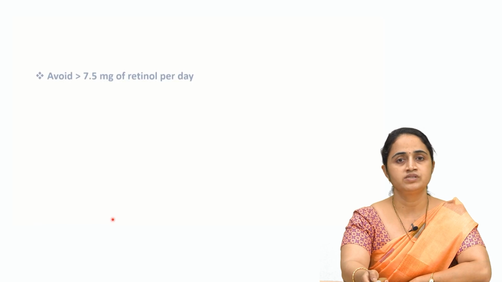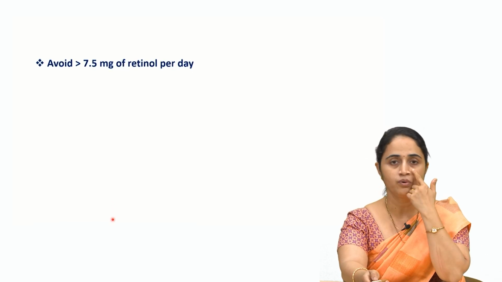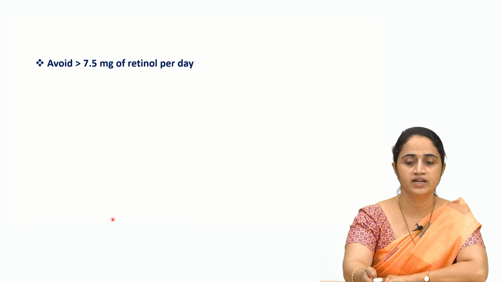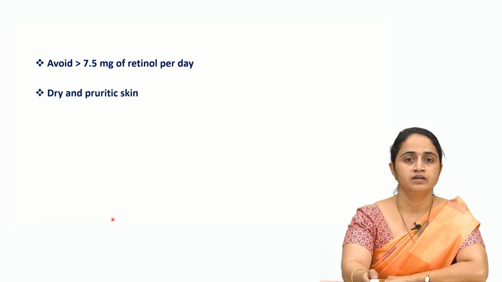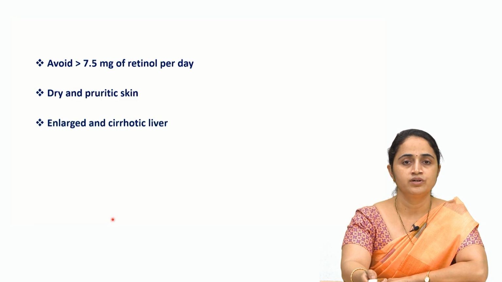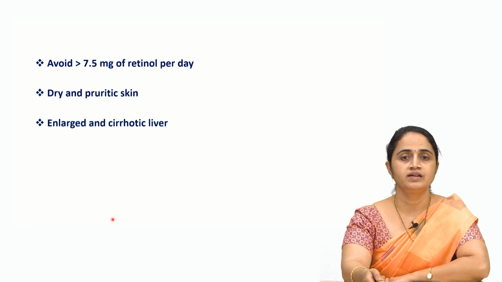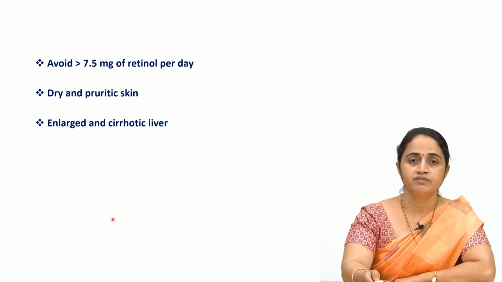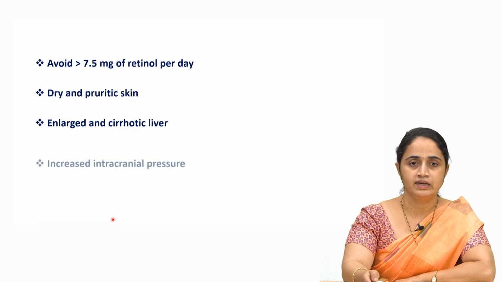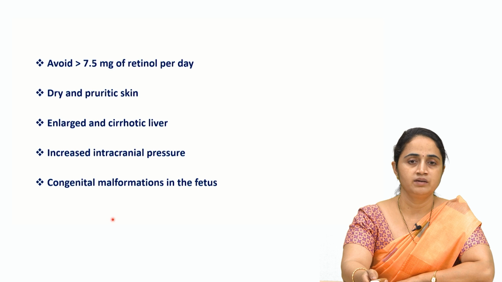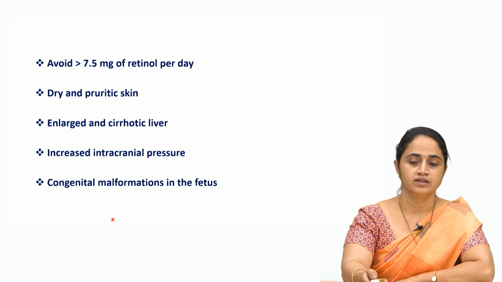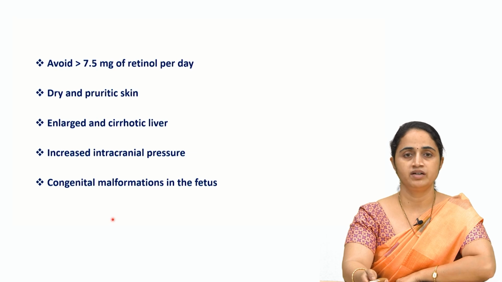So, hypervitaminosis A can be due to overconsumption of vitamin A more than 7.5 mg per day, leading to dry and pruritic skin, enlarged and cirrhotic liver, because vitamin A gets stored in the liver. So, the liver becomes cirrhotic and it becomes enlarged. There will be increased intracranial pressure and congenital malformations in the fetus. So, overconsumption of vitamin A is also not good, that leads to hypervitaminosis.